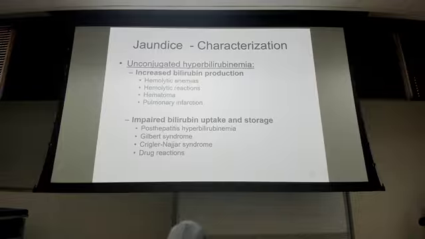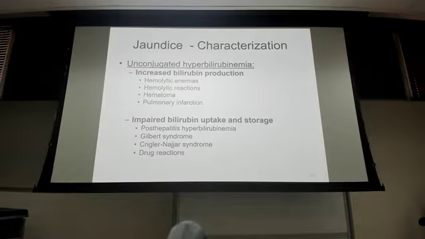Hemolytic reactions, hematomas, pulmonary infarctions, all causes of pre-liver unconjugated hyperbilirubinemia. And then when we talk about the impaired uptake and storage, we can have a post-hepatitis hyperbilirubinemia, i.e. there's some infection of the liver.